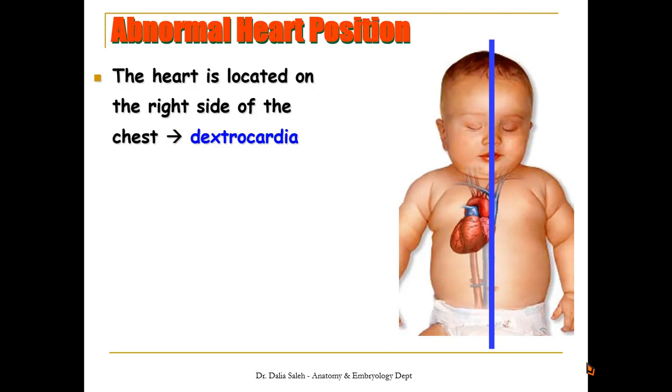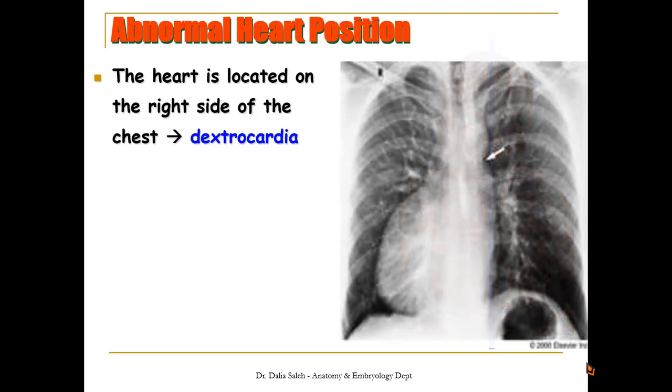This can be a separate anomaly, as we can see in this X-ray. Only the apex of the heart is directed to the right side of the chest instead of being on the left side. If you look under the left cupola of the diaphragm, you can see a gas stomach. This means that the rest of the viscera are in their normal position.